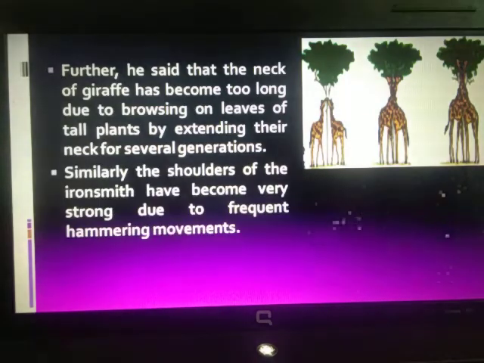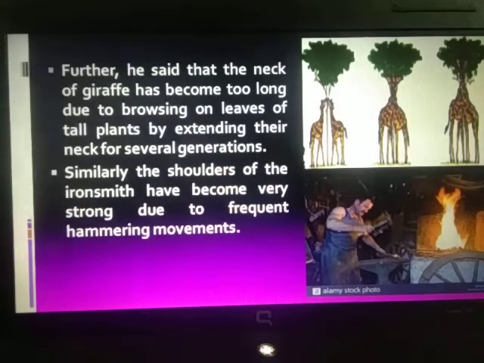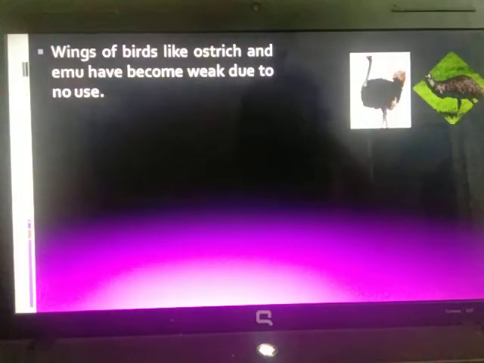Fine. So similarly, the shoulders of the ironsmith, according to him, when the work of the ironsmith is to hammer the iron, it requires a lot of energy and a lot of strength to hammer the iron. So according to him, because of continuous hammering movements, his shoulders became strong. Fine. Then next he adds that wings of the birds like ostrich and emu have become weak due to no use.